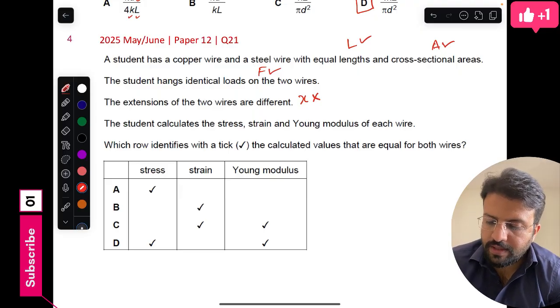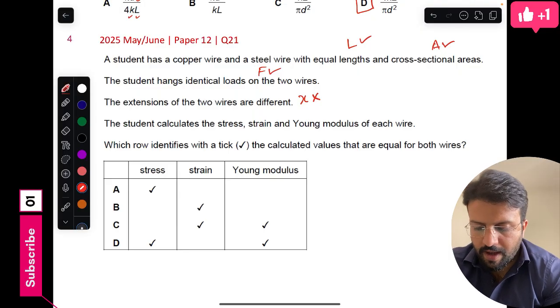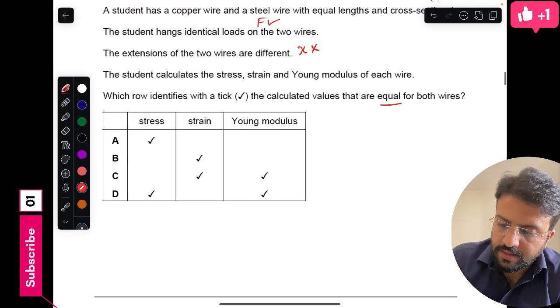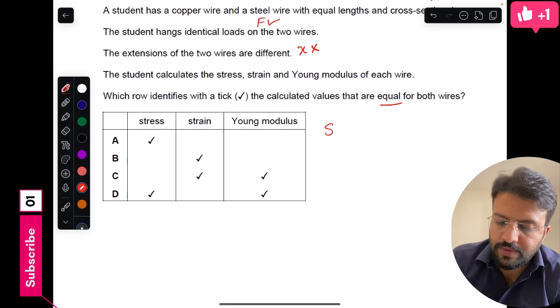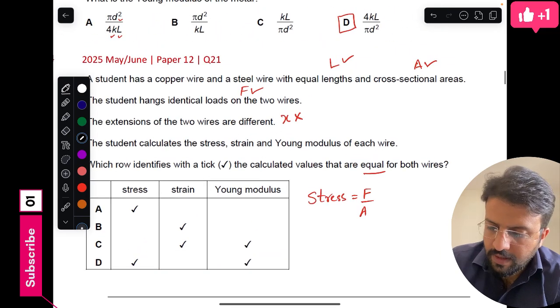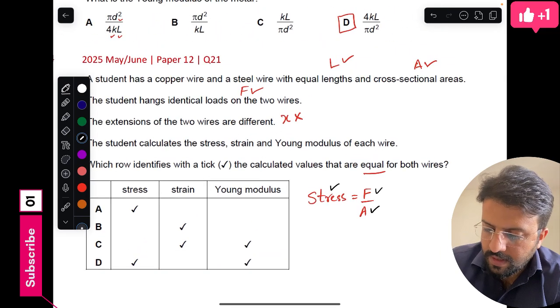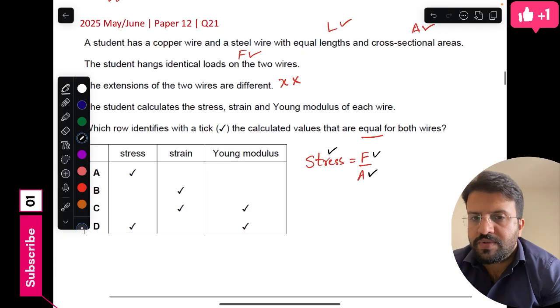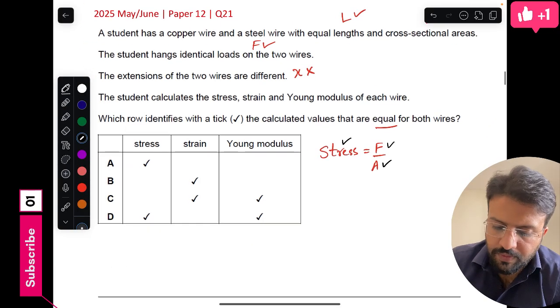The student calculates the stress, strain and Young modulus of the wire. Which of these have equal values for both wires? So you need to know the formulas for this. Stress, we know, is force over area. If you see the given data, F is the same, A is the same, so stress is the same for both of them.